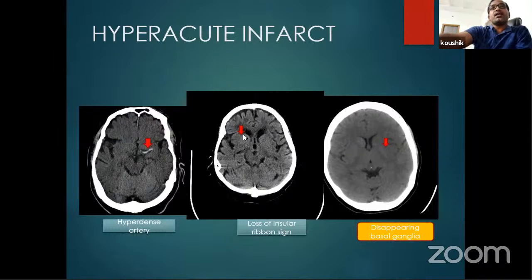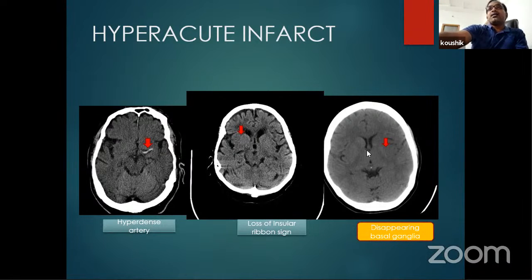Then here comes the loss of insular ribbon. This is the insular ribbon on the left side, which is normal. If you see on the right side, that ribbon is lost. This ribbon-like sign is lost. It's all thickened because of cytotoxic edema.